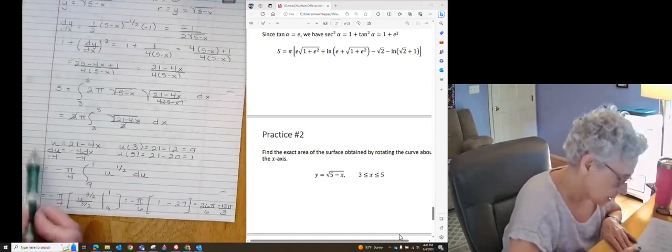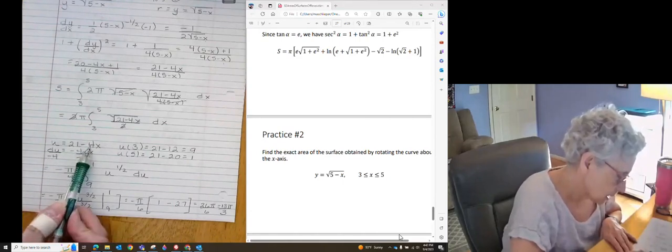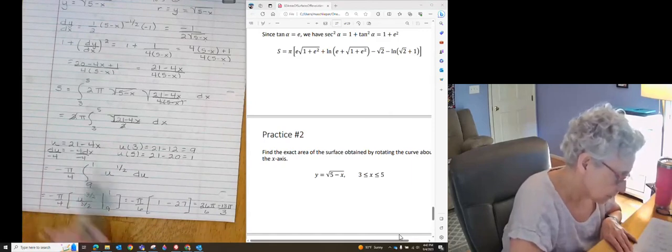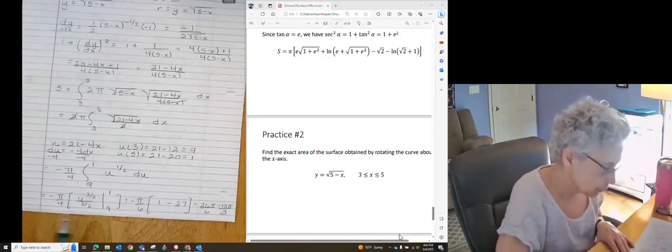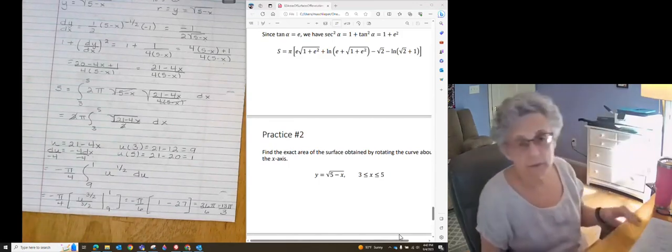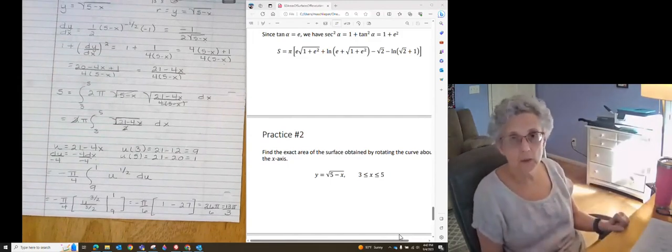And it became negative because my du was negative 4 dx. So I ended up with negative pi over 4, u to the 3 halves over 3 halves, and you can see where it went from there.